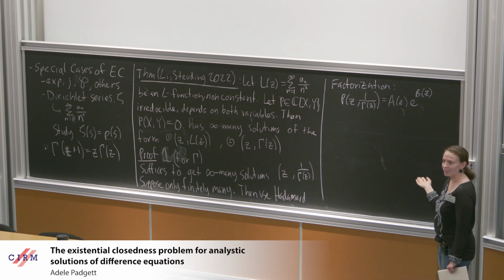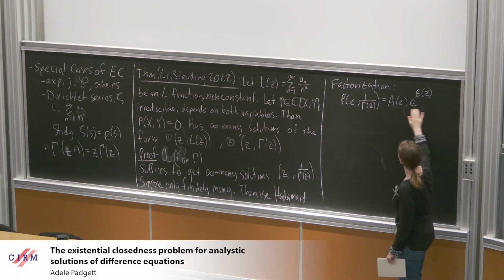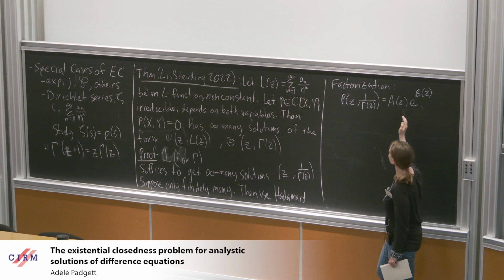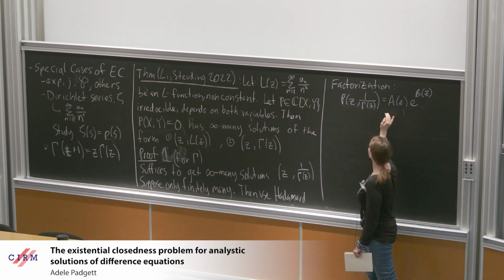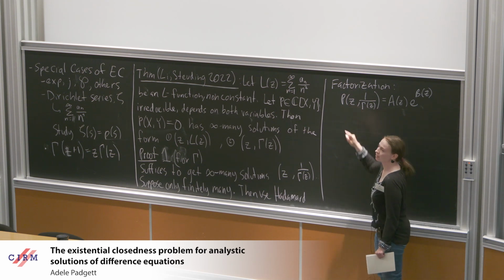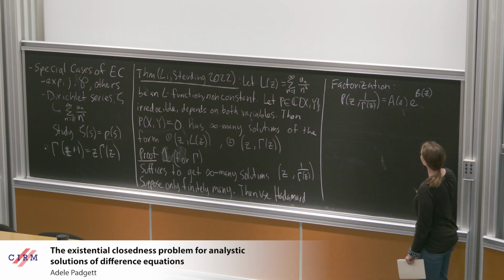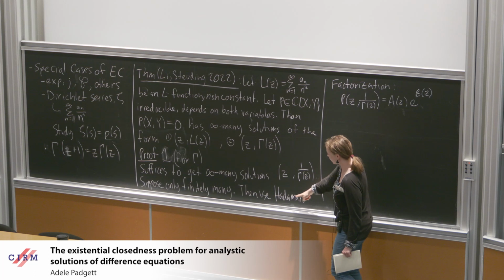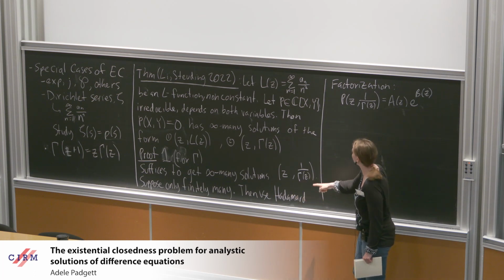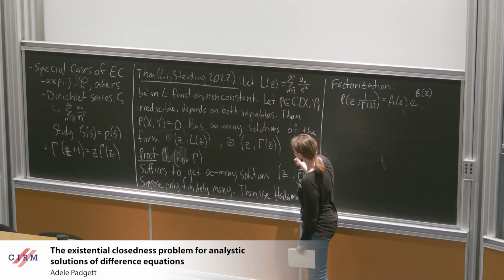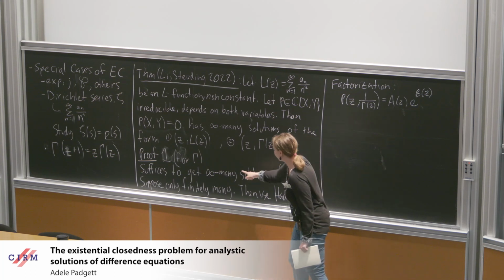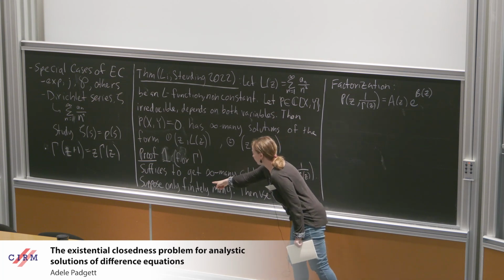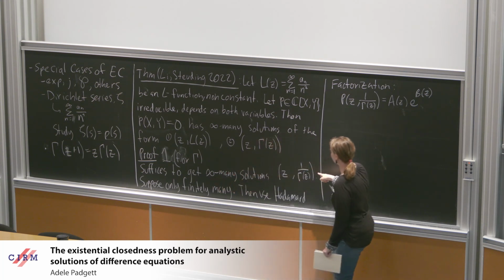But this can't happen, right? Because this side is differentially algebraic, and this is differentially transcendental over z. So you can't have this equality. So that means it can't be the case that we're able to use Hadamard factorization, which means that we must have actually, we don't just have finitely many, we have infinitely many solutions.